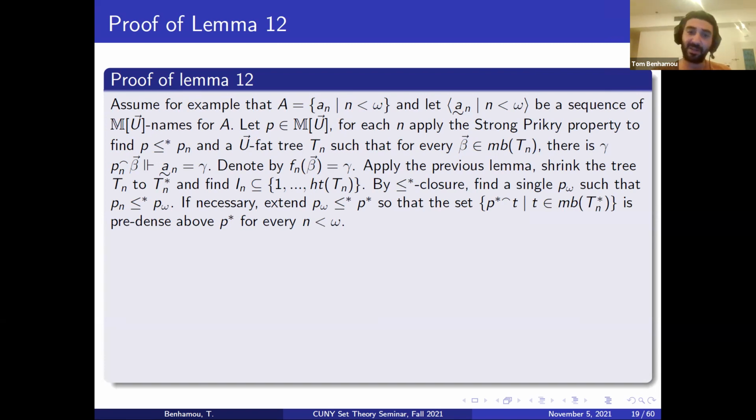Okay, so by the lesser equal star closure, we have only omega many direct extensions of P. We can find a single P omega, which is star above all the Pn's. And this is some black box I'm giving you, which is not very hard to show: we can directly extend this P omega such that the set of P star concatenated with T, where T is a maximal branch of T star n, forms a predense set above P star. This is some fact.